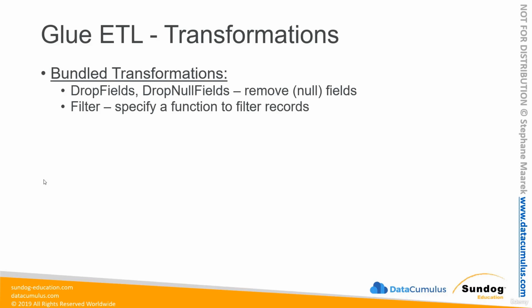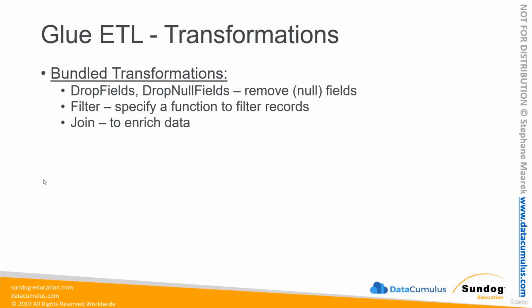You might want to say, I only want to filter data from the US for this job, or I only want data from the UK, whatever it might be. A filter transformation will let you do that, and that is a bundled operation that's very easy to do with GlueETL. You can also do joins. That's also a bundled transformation that's provided as part of GlueETL.